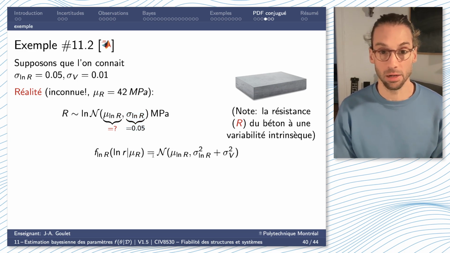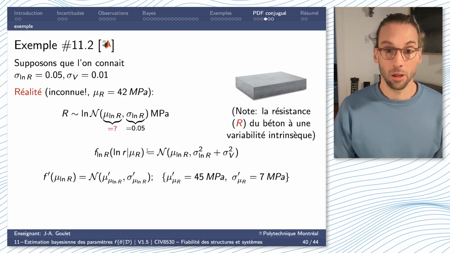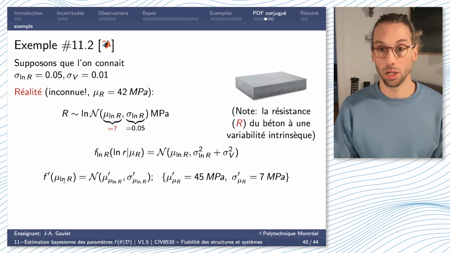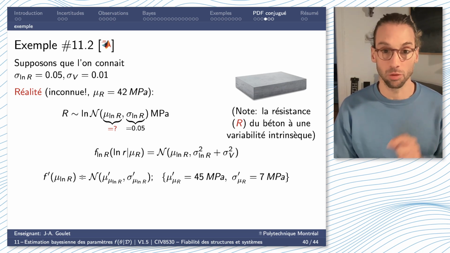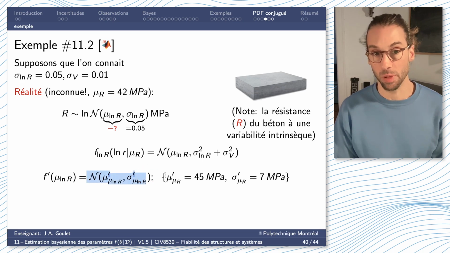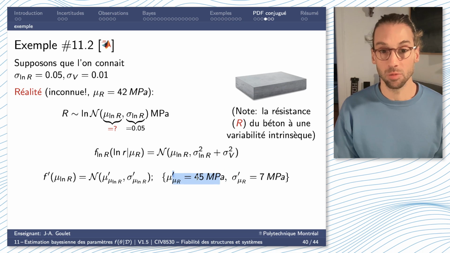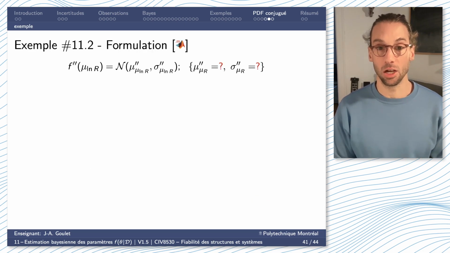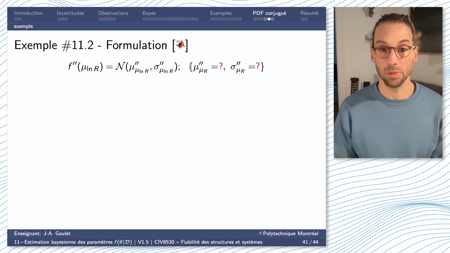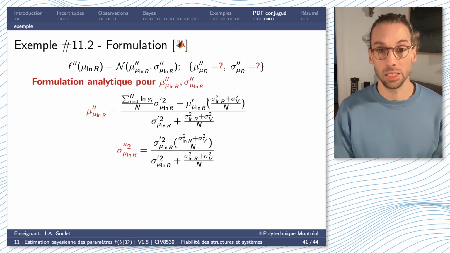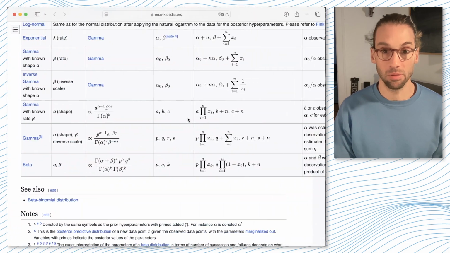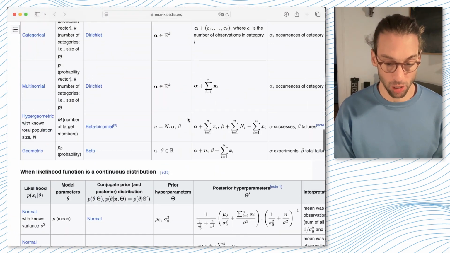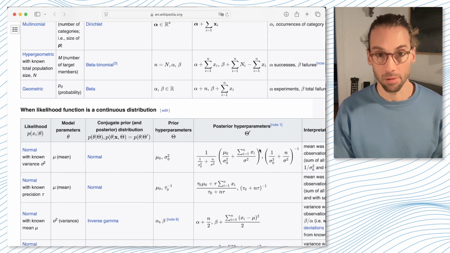So we want to characterize here the likelihood. The prior for the mean of the log resistance is given by a normal in the log transform space, where we have as the mean of mu r 45 and the standard deviation of mu r 7. So we're trying to characterize, in this case, the posterior for our knowledge of the mean of the log of r. In that case, we can use a conjugate prior formulation in order to directly approximate these posterior hyperparameters using these two analytical formulations that can be found from the rules of the normal with known variance.